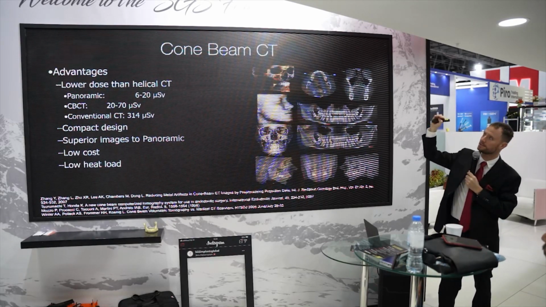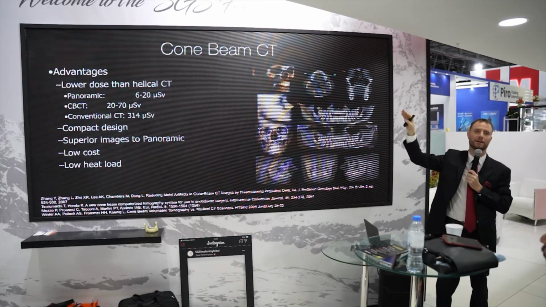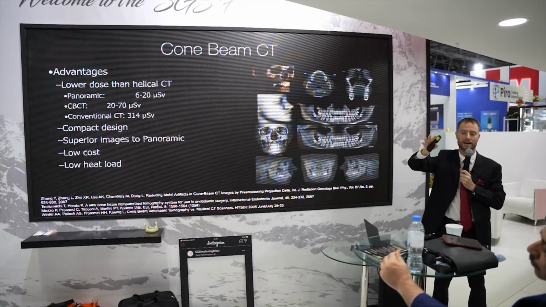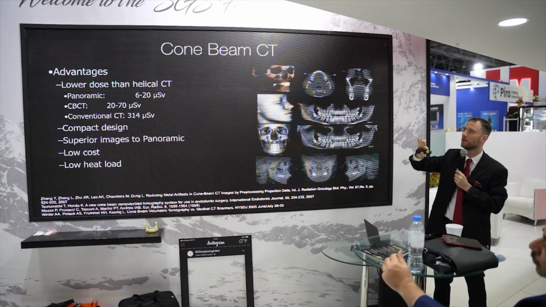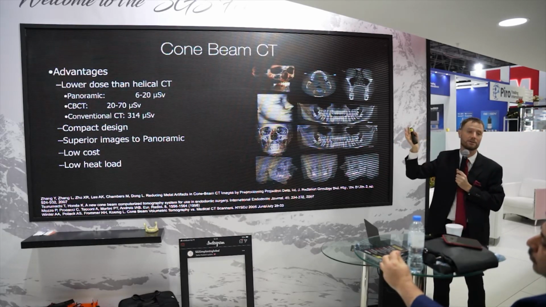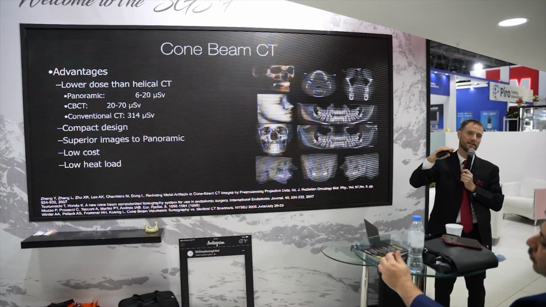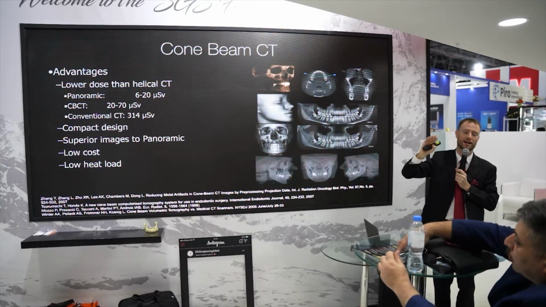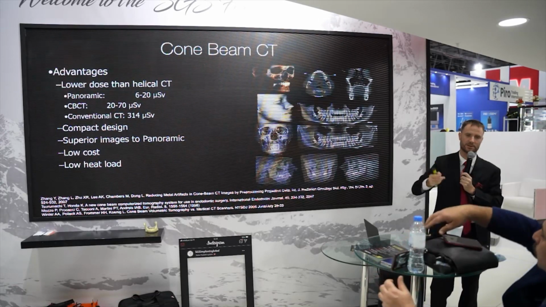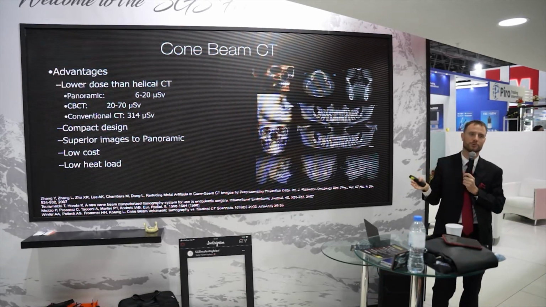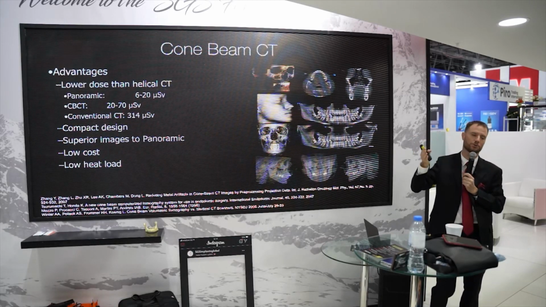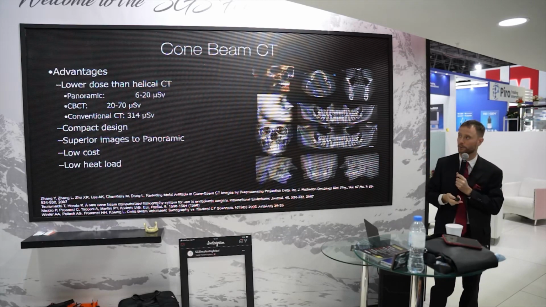If you compare, a basic panoramic, depending on the type, will be 6 to 20 microsieverts. A conventional CT is above 300 microsieverts, and the cone beam CT is somewhere around 20 microsieverts for the newer ones. The older ones are up to 70 microsieverts. So that's a wide range. If you use them correctly, you will have radiation equal to a panoramic, and that's what we're looking for.